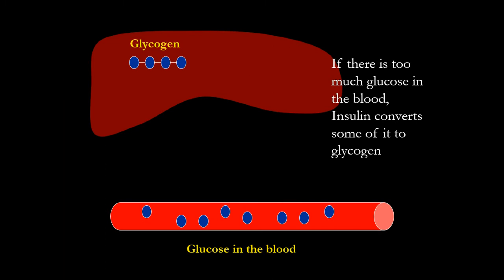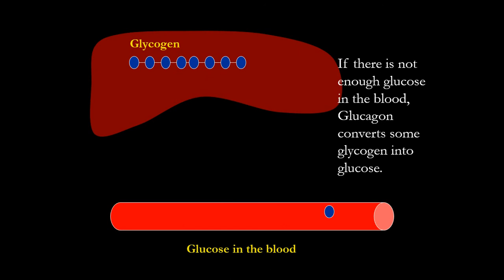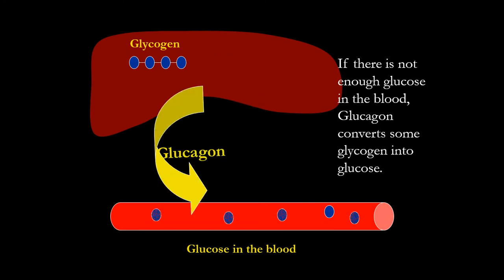If there is too much glucose in the blood, insulin converts some of it to glycogen. Glycogen goes to the liver, and that gets excreted from your body in a way we'll see in just a minute. If your blood is low on glucose, then glucagon in the liver converts some of the glycogen into glucose and puts it back into the blood.